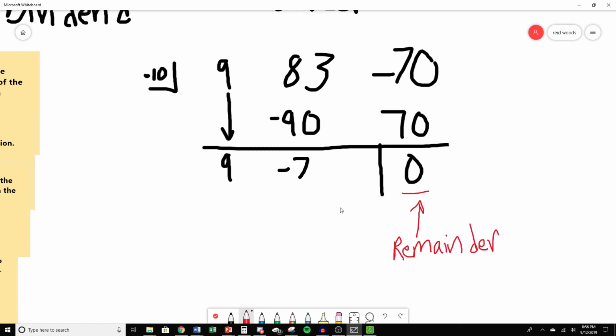Okay, that is our remainder. And we're done with the division. Like, it's over, and we have our answer, sort of. Okay, so how do we write our answer for this?